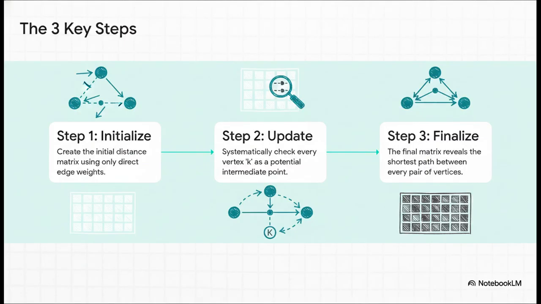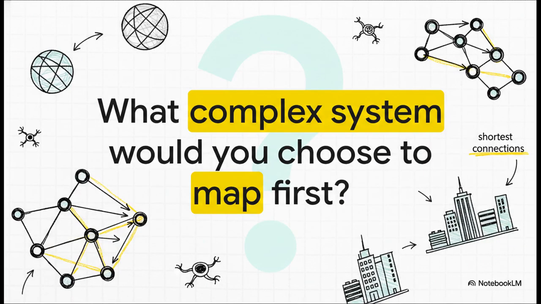So let's just recap the whole method. It really just boils down to 3 key steps. 1. You set up your initial map with only the direct connections you know about. 2. You systematically, one by one, check every single other point in the network as a potential shortcut. And 3. You're left with the final perfect matrix, the complete map of all the shortest paths. Simple as that. And that's really it.